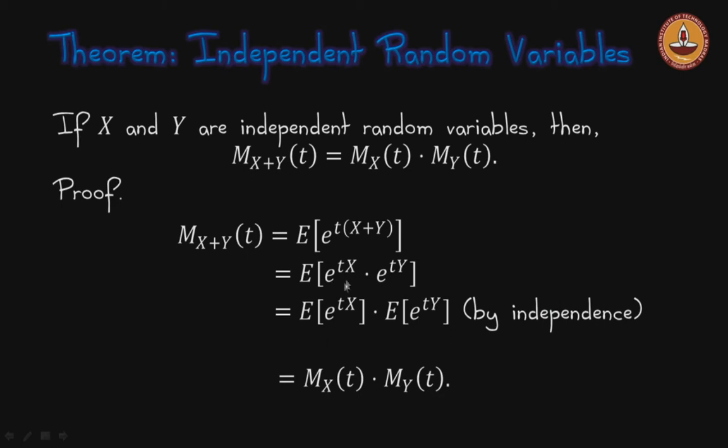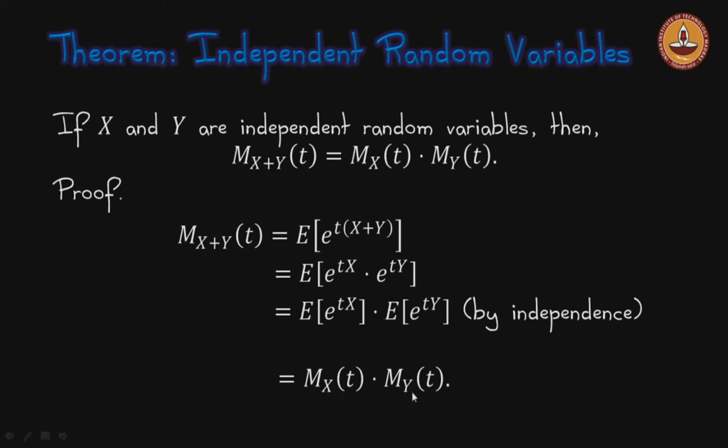You expand it out, you get e to the t x times e to the t y. But the nice thing is, now these are two random variables, e to the t x and e to the t y. If x and y are independent, then e to the t x and e to the t y are also independent. Okay? And if they are independent, the expectation of their product is the product of their expectations, and that is what we have over here, and that is by independence. What is each of these multiplicative terms? It is nothing but the moment generating function of x and the moment generating function of y.